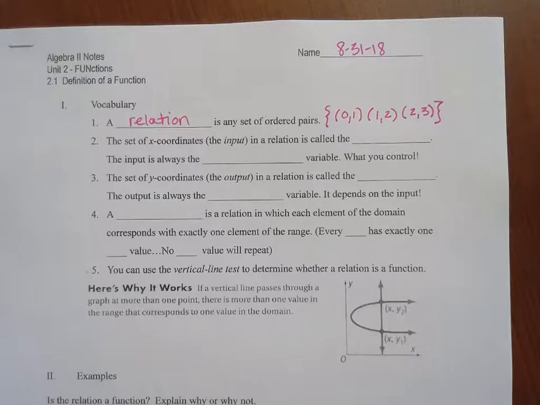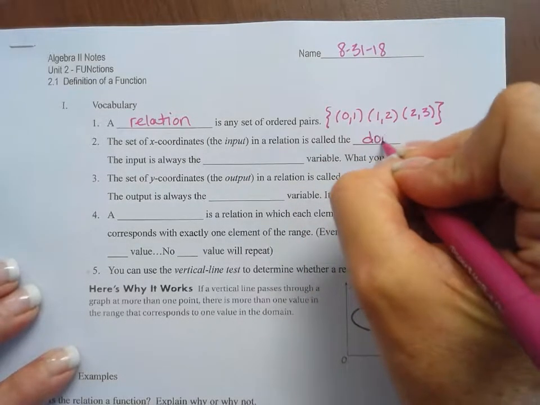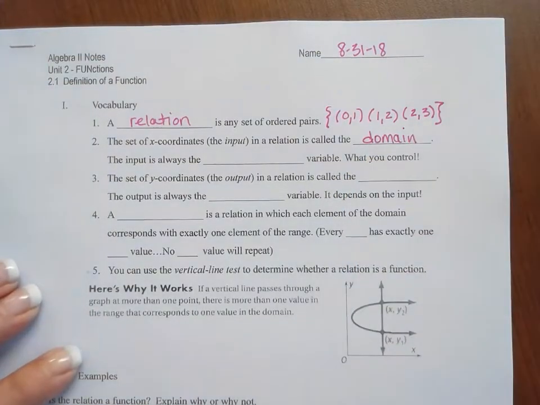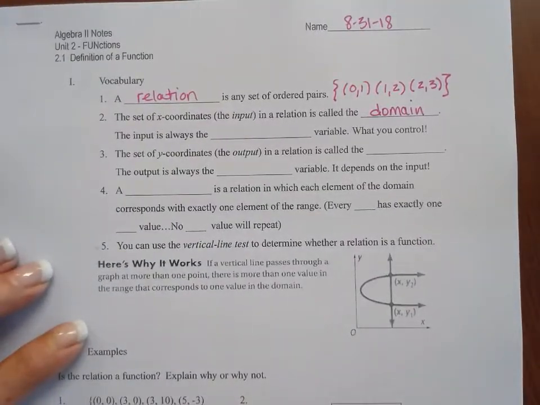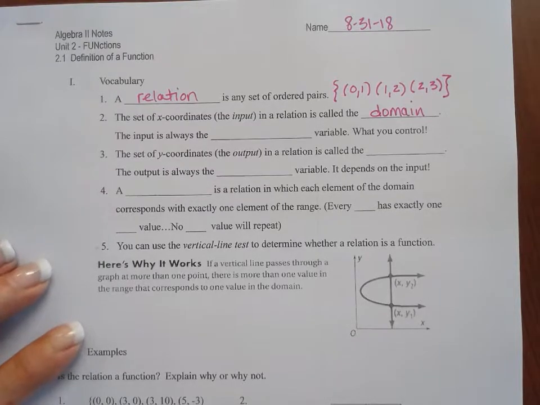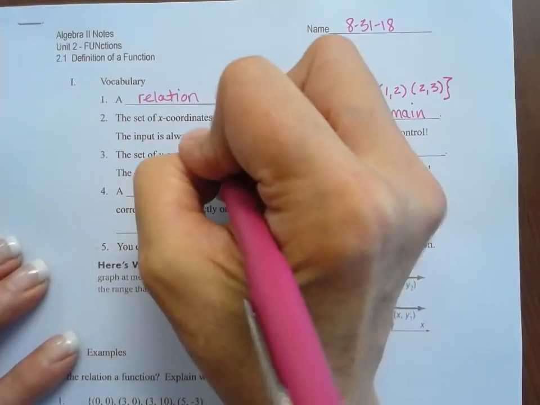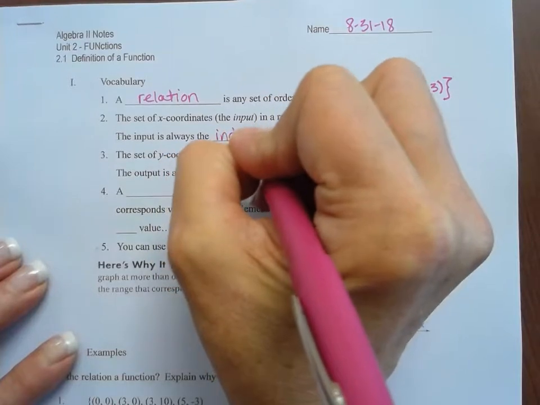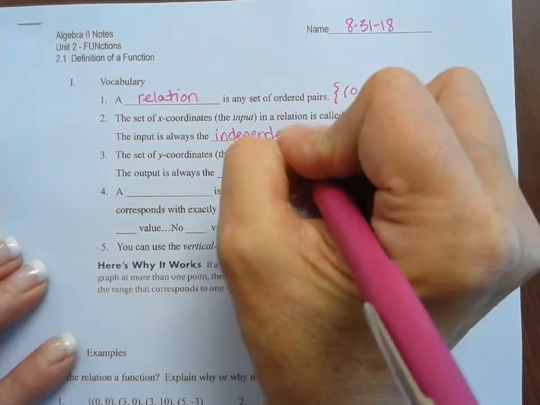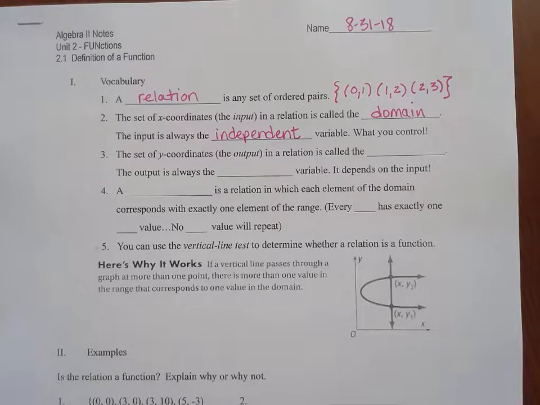The set of the x coordinates or the input in a relation is called your domain. And the input is always the independent variable. Okay, what you control, just like science, it's what you're controlling to do for your experiment. That's always your x. Time is a perfect example.